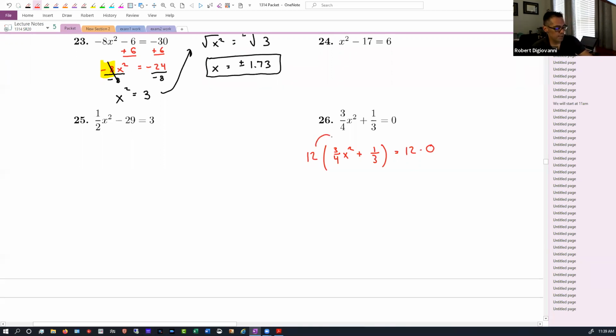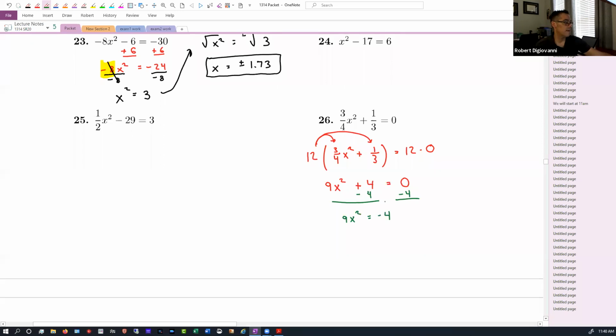When I distribute this multiplication through, I'm hoping you're comfortable where you could do that on your own without me showing you all the steps. I'm going to write down what this will become: 9x squared plus 4 equals 0. So distribute, and now I don't have fractions. Now that problem looks a lot like the ones we've done. I will subtract 4 on both sides. That'll give me 9x squared equals negative 4.